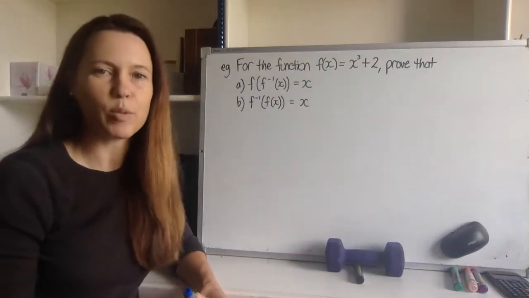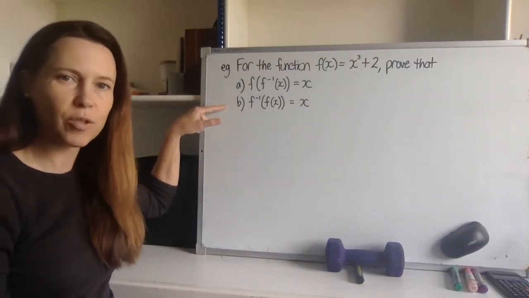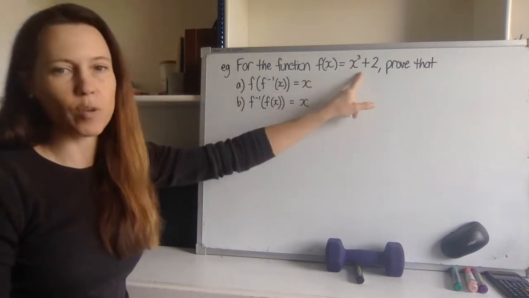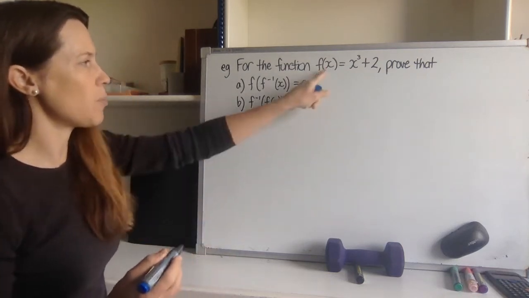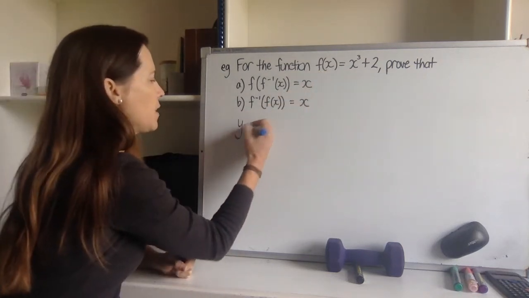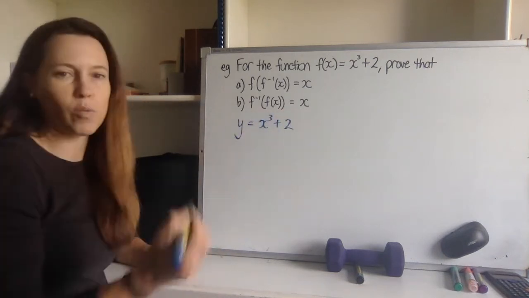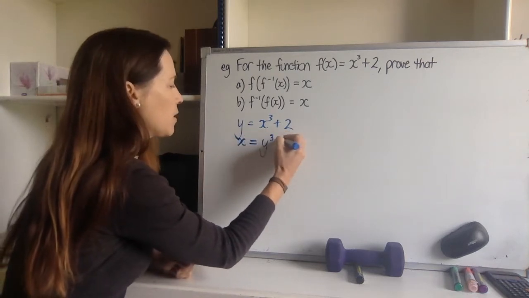And now an example. For this particular function, we need to prove that both of these statements are true. So in either case, the first thing that we need to do is actually find the formula for the inverse function. And we'll use that new notation that we've seen. So step 1 is to rewrite it with a y instead of the f of x. And now you can just swap all the x's with the y's. So that gives us x equals y cubed plus 2.